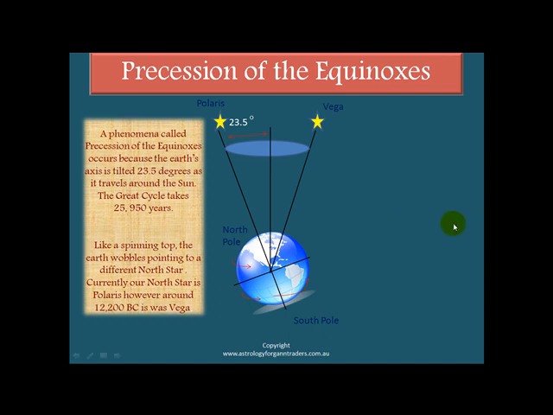Now, there's a phenomenon called the precession of the equinoxes, which happens because our Earth is tilted at 23.5 degrees as it travels around the sun, and the great cycle takes just under 26,000 years. The Earth is like a spinning top, and it wobbles as it spins around, and the North Star that it points to actually changes over time. At the moment, we're pointing to Polaris, but around 12,000 BC, it was pointing to Vega. So you can see how the ancients were looking at the stars, noticing that this phenomenon was changing and their stars were rising at different times, and it's a whole movement.